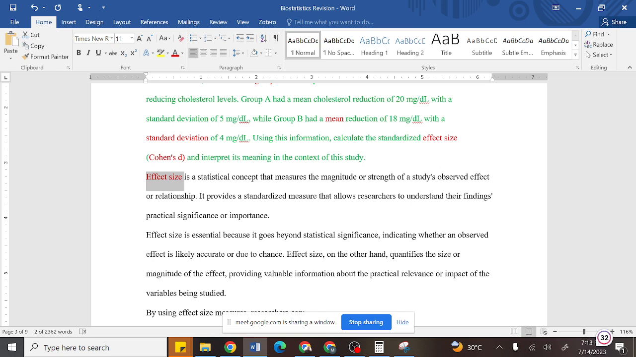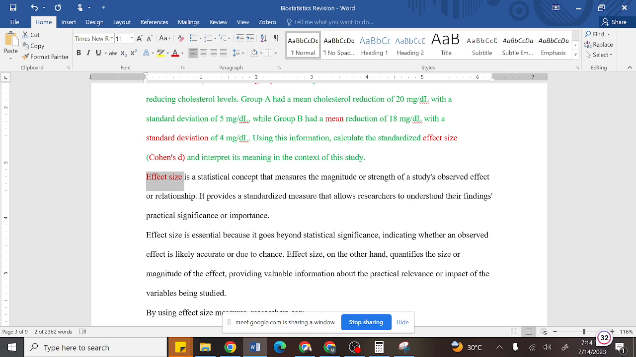But if the magnitude or the strength is at a given level, then we can say, oh, this could be linked to what we are saying. This could be linked to the drug that we are investigating. And therefore, it can be useful in investigating it further, or even in a practical situation, practical application. That's what we call effect size.